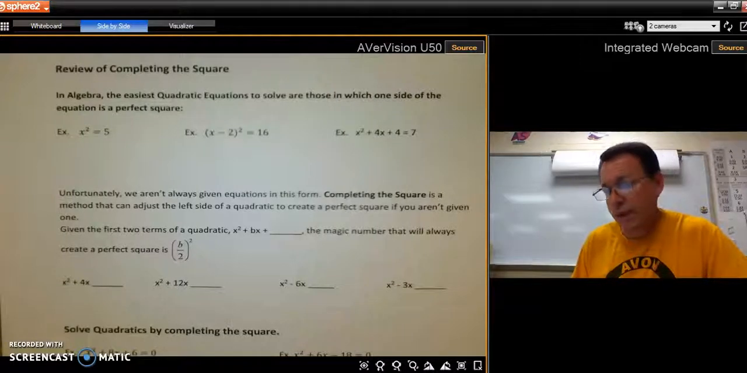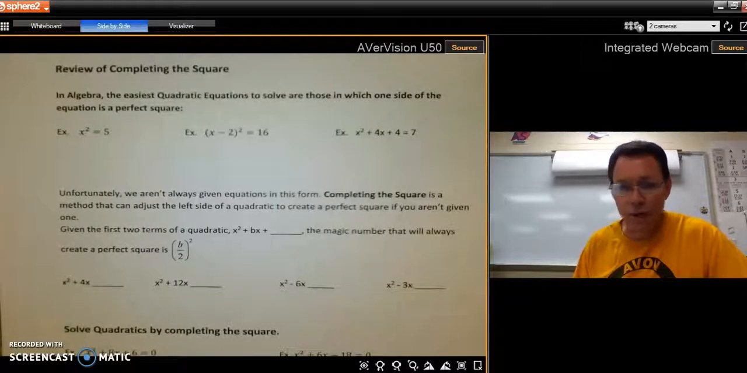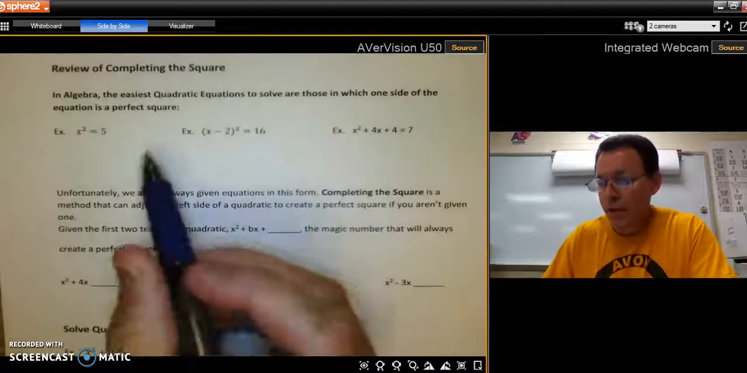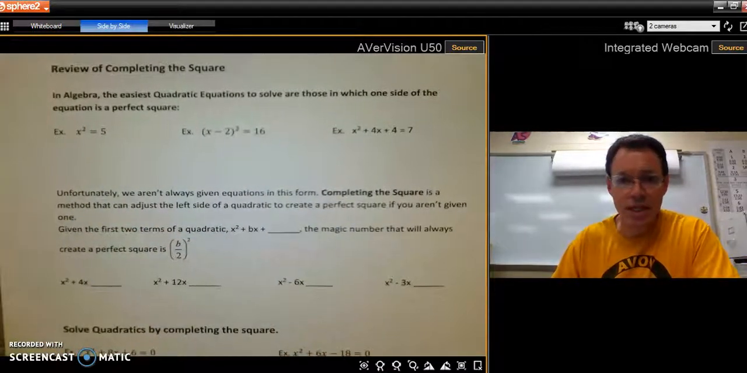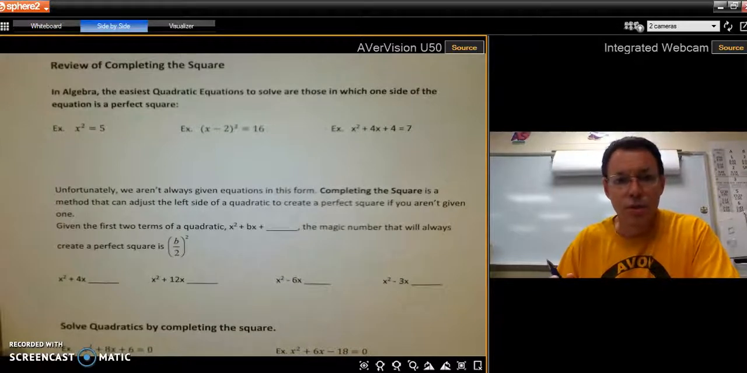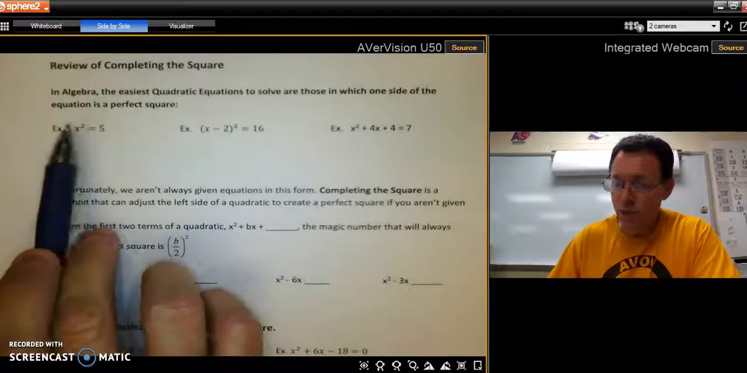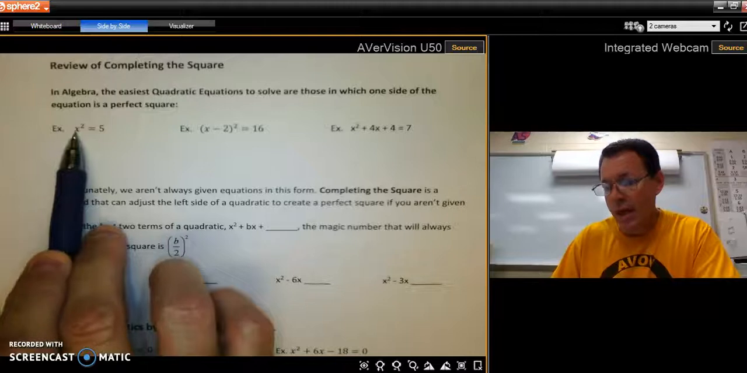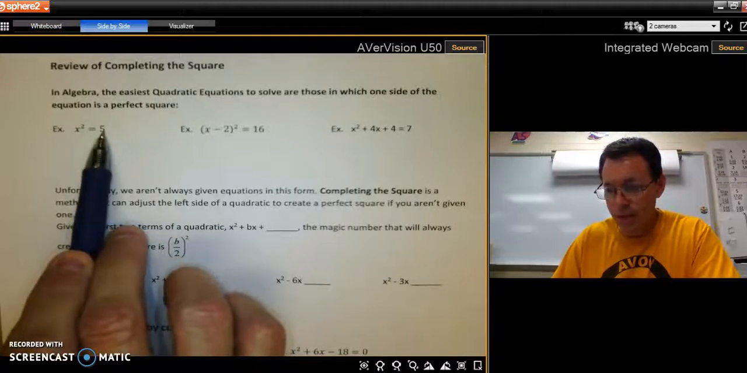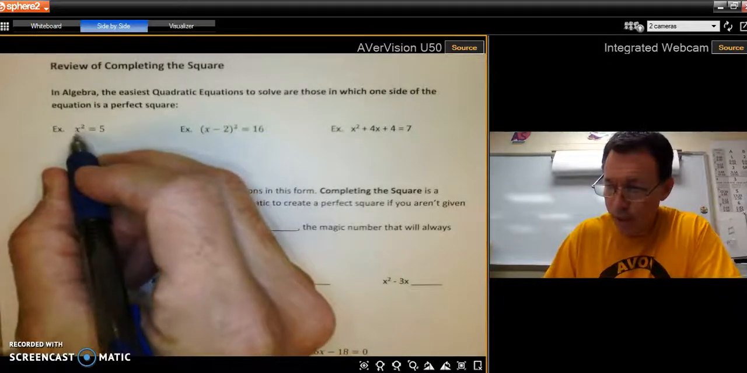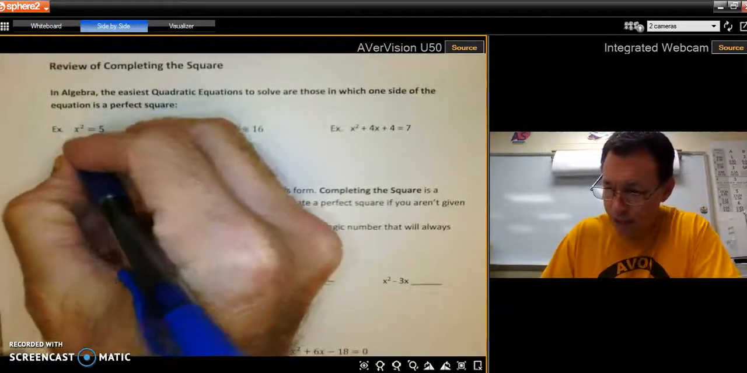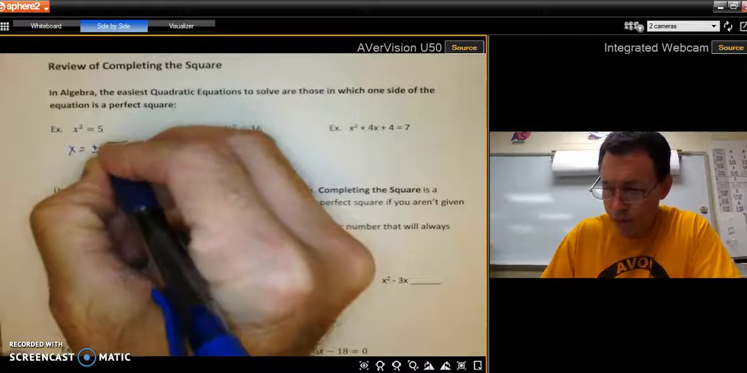When you're in algebra and you first start learning how to solve a quadratic equation, there is one situation that is the absolute easiest to solve: one side is a square, and then you have something else on the other side, and so all you have to do is take the square root of both sides, and then you're done. Like this problem right here, x squared equals 5, x equals positive and negative the square root of 5.